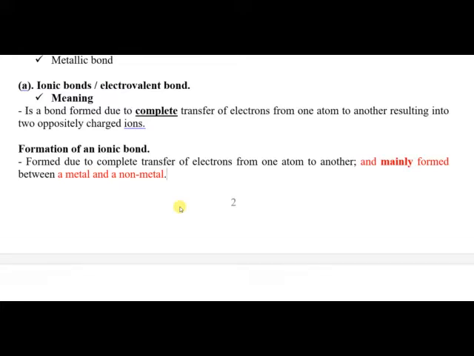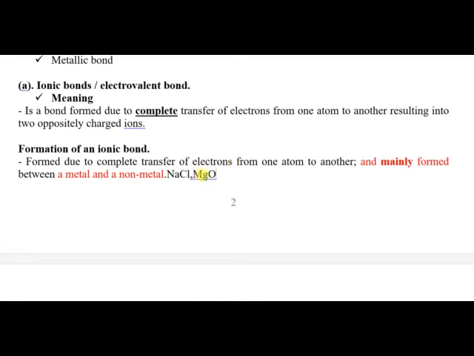For example, when we have sodium chloride, if I ask you what the bond between them is, sodium chloride is a salt. The bond between them is ionic. Why? Sodium is a metal, chlorine is a non-metal. What is the bond between magnesium oxide? Magnesium is a metal, oxygen is a non-metal, therefore the bond is ionic. So that's why it is important to note.